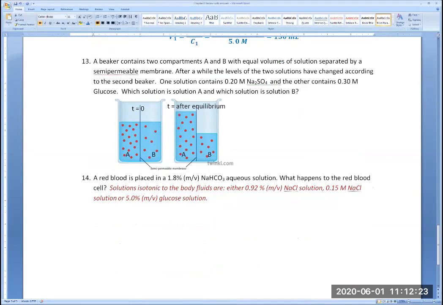A beaker contains 2 compartments, A and B. A is the left side, B is the right side, with equal volumes of solution. It's not the same solution on both sides, but you have the same amount of solution on both sides. And they are separated by a semipermeable membrane.